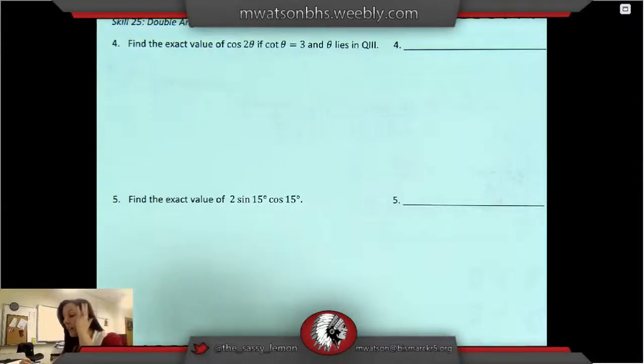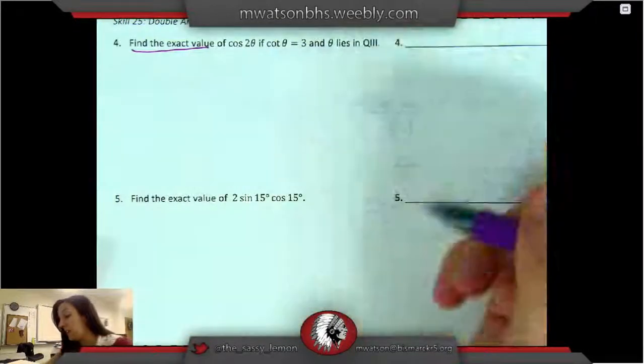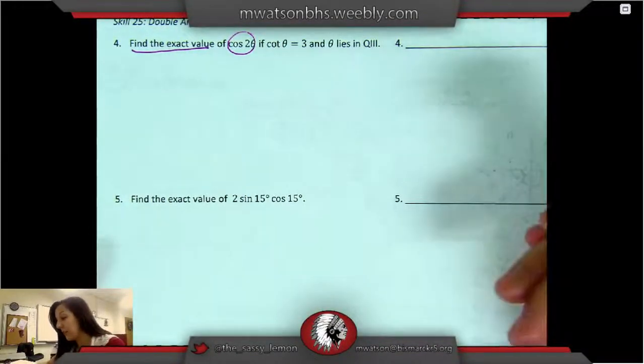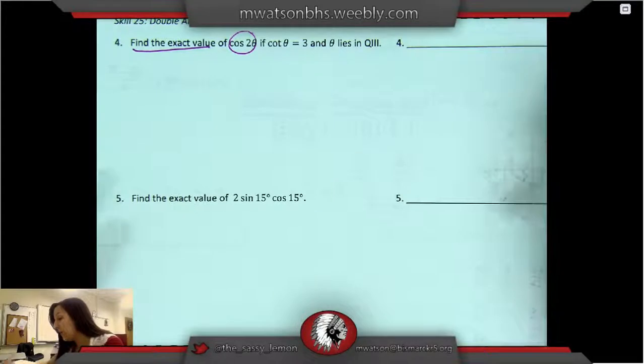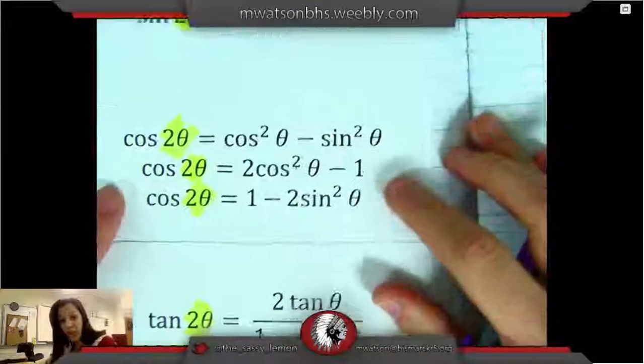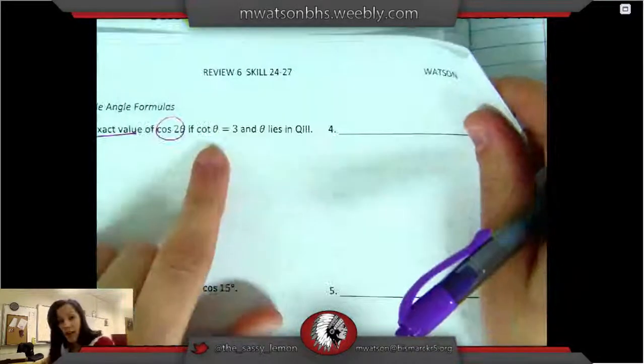All right, so now we're on skill 25. The first one is we're going to find the exact value of cosine 2 theta if, and then they give you some information. So first of all, we need to decide which formula we're going to use, because cosine of 2 theta has 3 different formulas. So the information they gave us is cotangent.